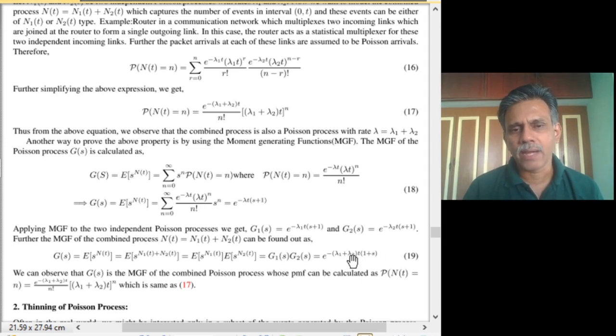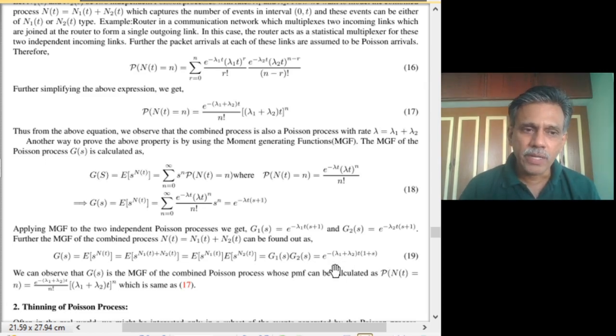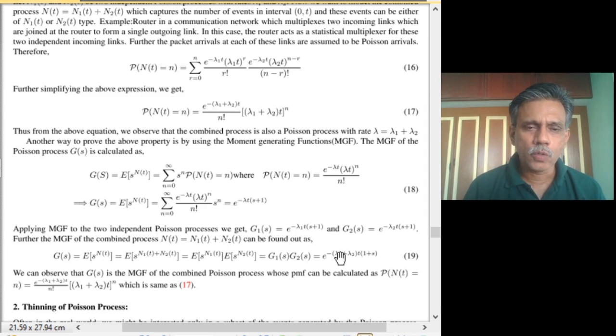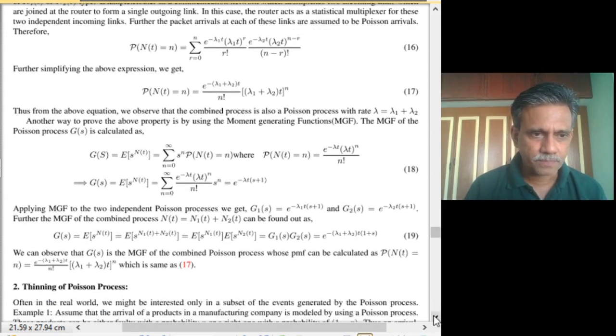So that shows that the combined process has an MGF of this form, and we know that the MGFs are unique for every random process. They have the same form. So this is the form for a Poisson process, which automatically tells us that the combined process is also a Poisson process, and the rate is given by this factor lambda 1 plus lambda 2. So the statistically multiplexed process is a process with a rate which is the sum of the individual processes.